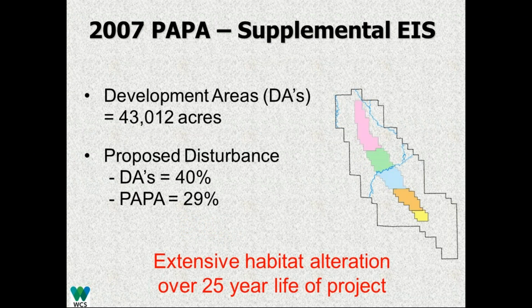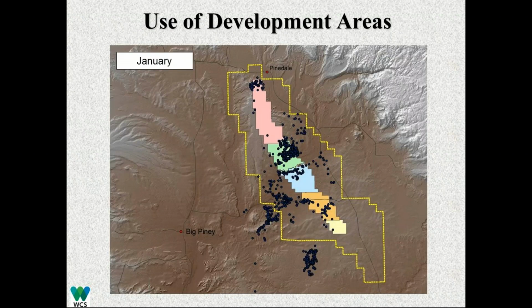But in 2007, they created a supplemental EIS that created these development areas, labeled 1 through 5 from north to south. And in these proposed development areas, the proposed disturbance could be up to 40% of those areas. And so there's extensive habitat alteration over the 25-year life of this project. I just wanted to give you some idea of how important some of these DAs are, particularly DA2 here in the green and DA3 in the blue along the New Fork River.